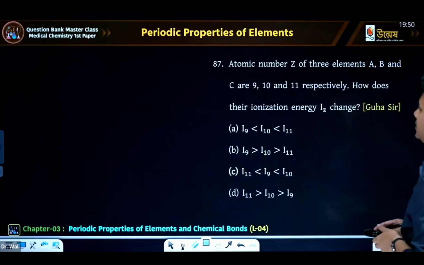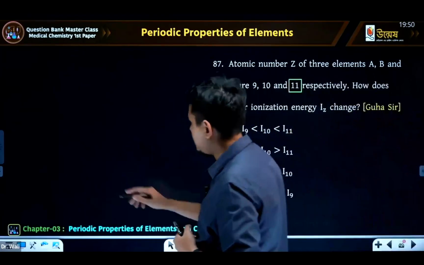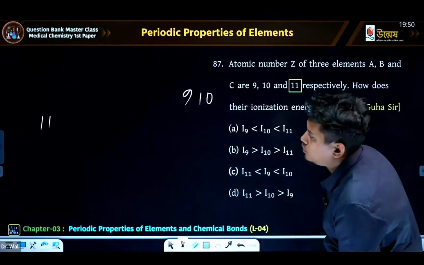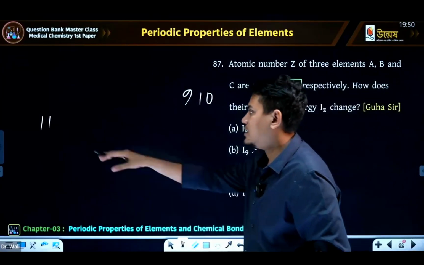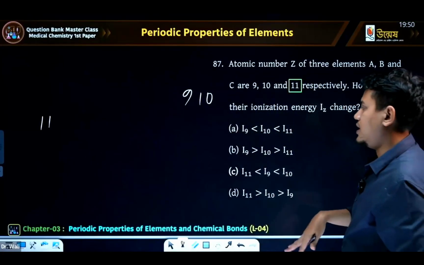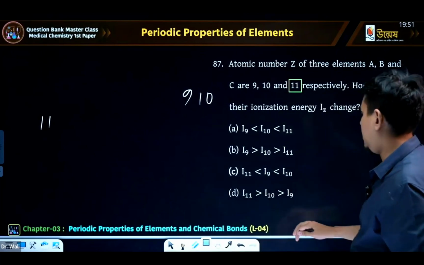The atomic numbers Z of 3 elements A, B, C are 9, 10, and 11 respectively. How does their ionization energy change? Since atomic number 11 is located at the left side, if I position it this way, 11 is here, 10 is here, 9 is here. So 9 and 10 will show the highest ionization energy, and on the other hand, 11 will show the lowest ionization energy. So in this case, I would say 11 will be less than 9 and 9 will be less than 10. So the answer will be C.